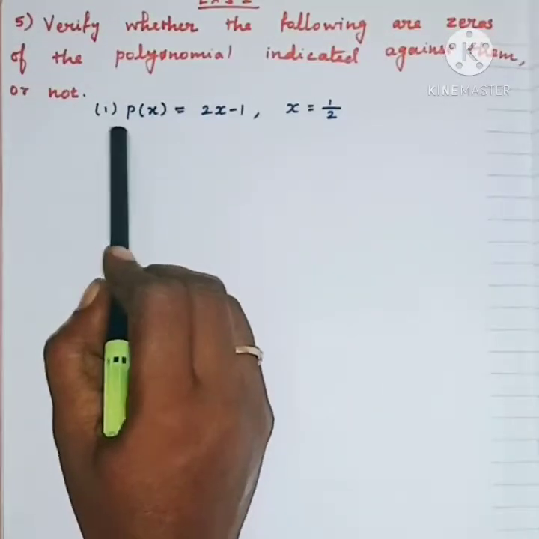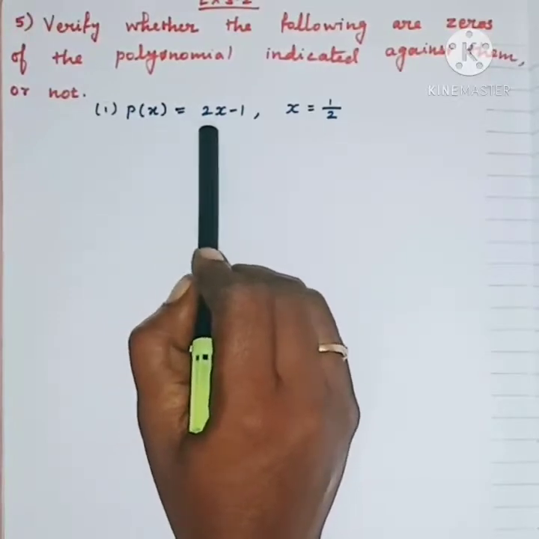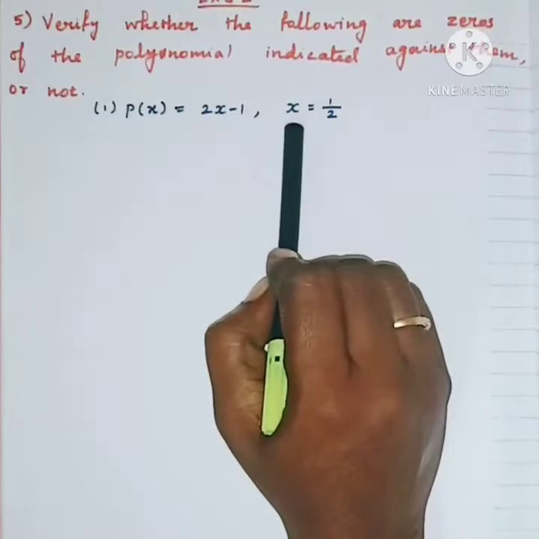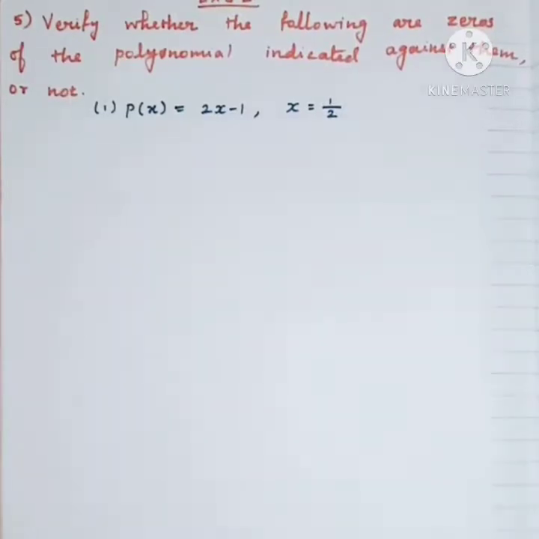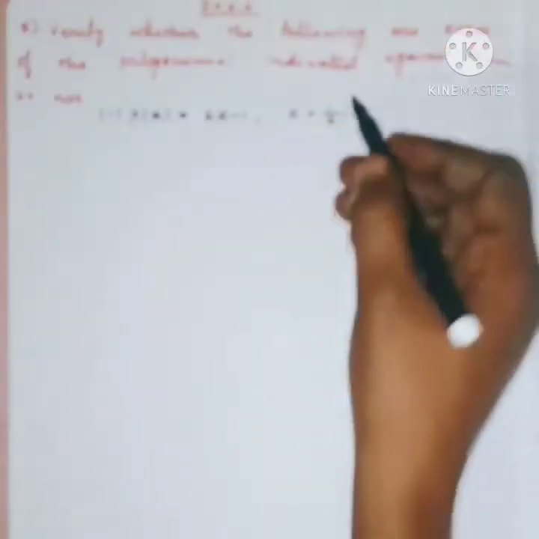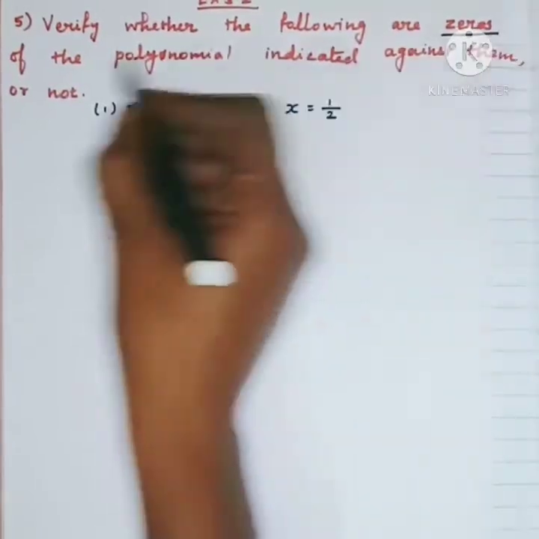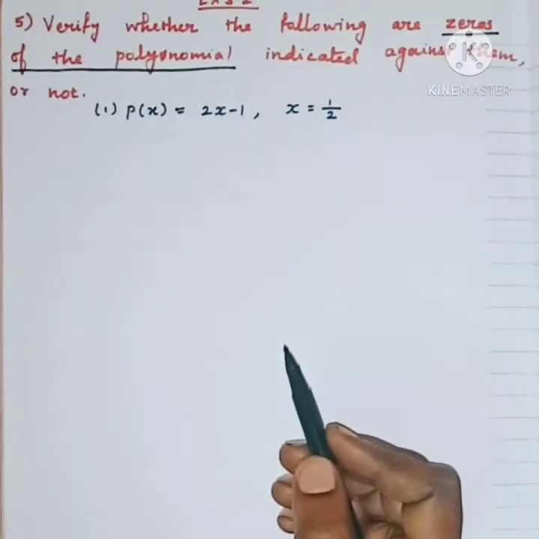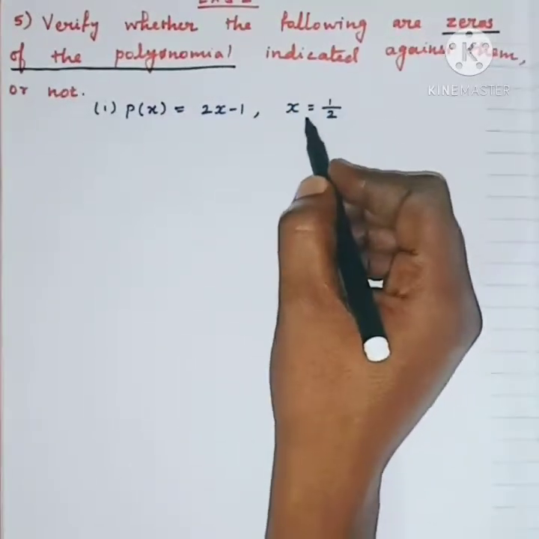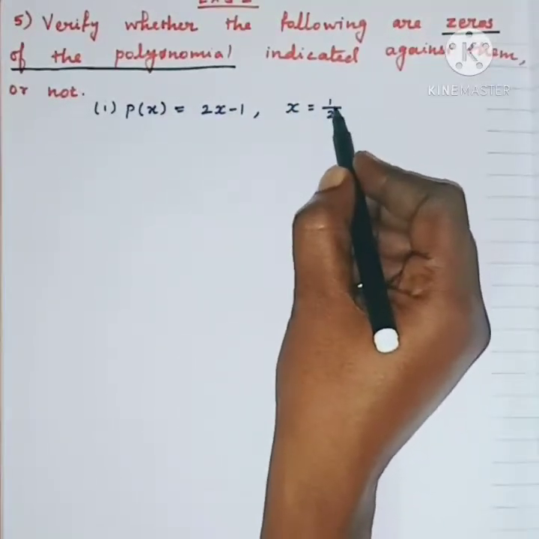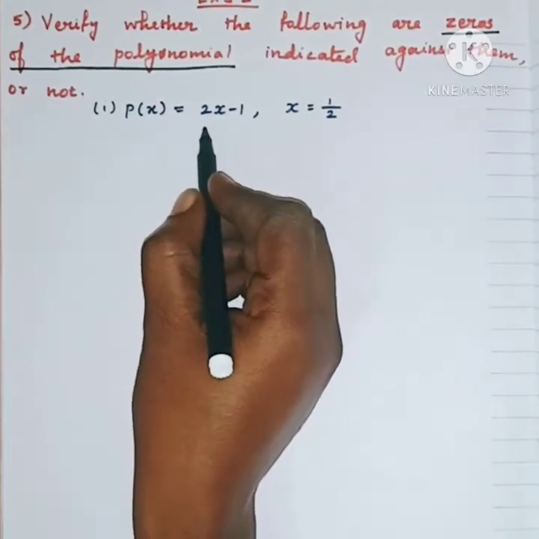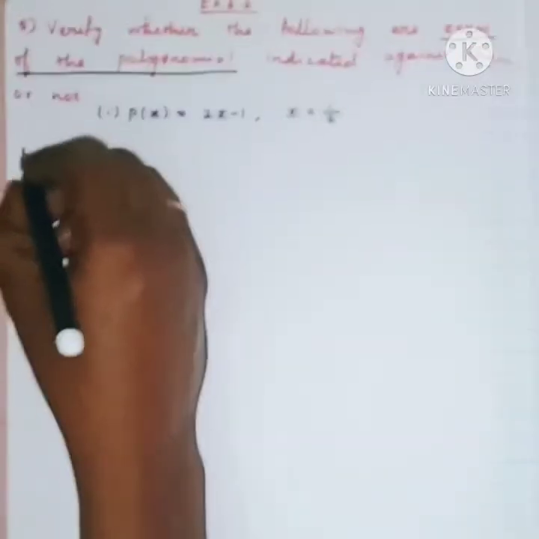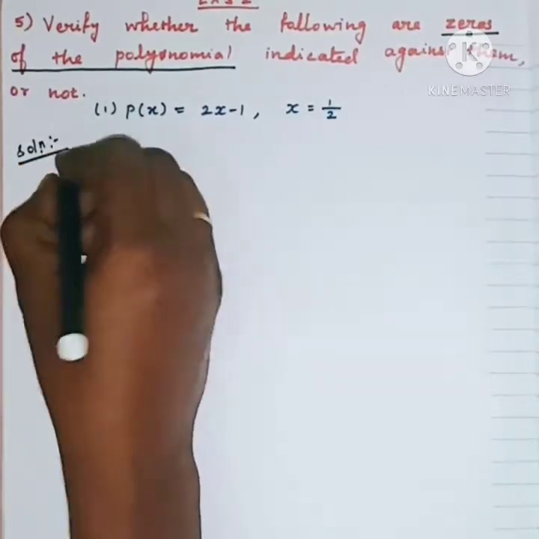The first subdivision is p of x is equal to 2x minus 1, and they are given the value for x: x is equal to 1 by 2. We have to verify whether x is equal to 1 by 2 is the zero of the polynomial or not. That means by substituting the value of x here, we have to get the value 0. This is the solution for the first sum.